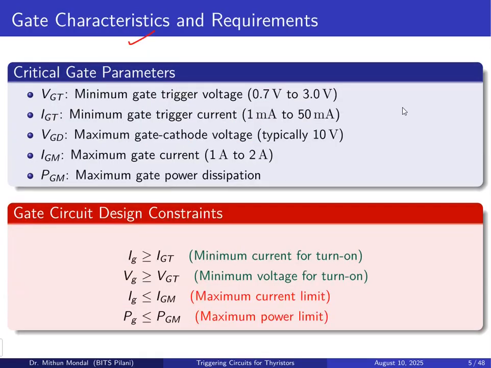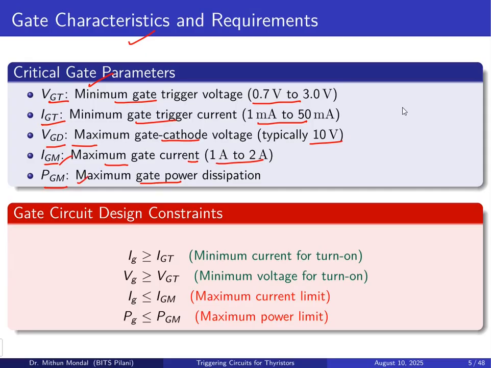The gate characteristics and some of the requirements are some of the critical gate parameters. VGT, the minimum gate trigger voltage, should be between 0.7 volt and 3 volt. IGT is the minimum gate trigger current, in the range of 1 milliampere to 50 milliampere. The maximum gate cathode voltage, VGM, is typically around 10 volt. IGM is the maximum gate current, which should not exceed on average 1 ampere to 2 ampere. PGM is the maximum gate power dissipation. So we need to control the gate current such that it does not exceed the gate power dissipation limit.